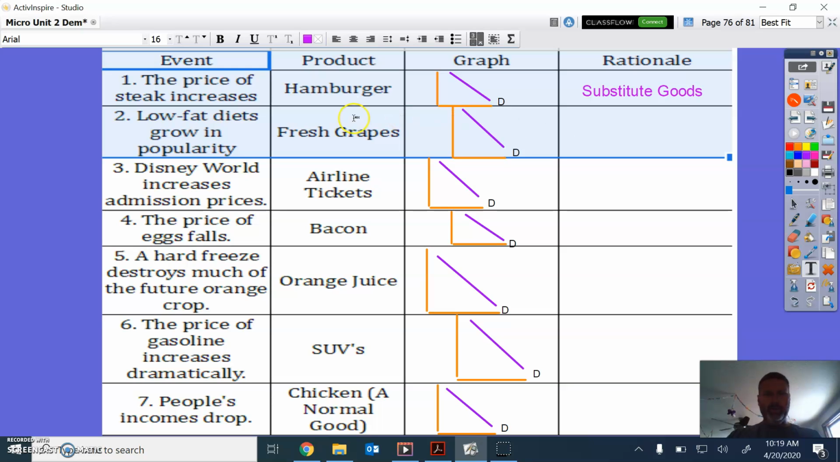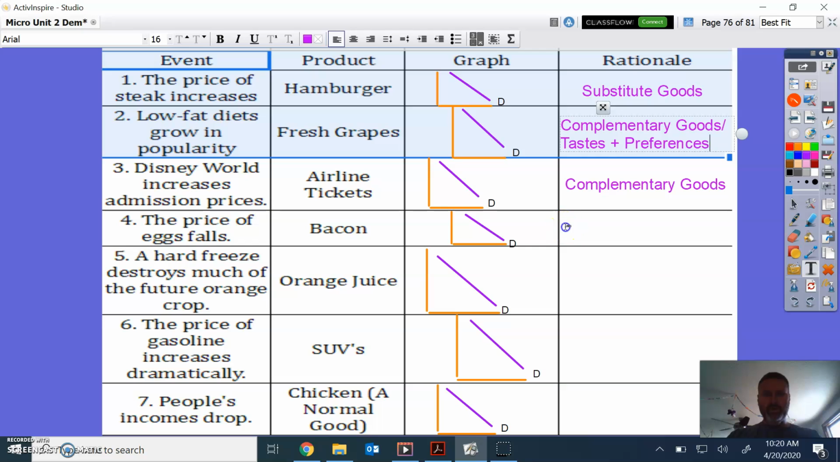Low-fat diets grow in popularity. Fresh grapes. Well, we know that those are complementary goods. Right? We know that they are, because they go together. Okay? Disney World increases admission prices. Airline tickets. Again, complementary goods. Right? Done. Okay? You know what? Along with complementary goods here, let me hit this one. Okay? You could say tastes and preferences. Right? Because of the low-fat diet thing. Okay? You could easily say that. I would accept both answers right there.